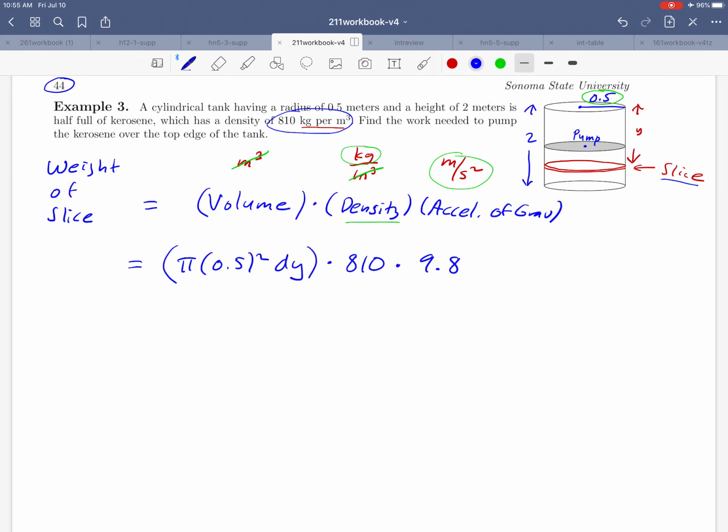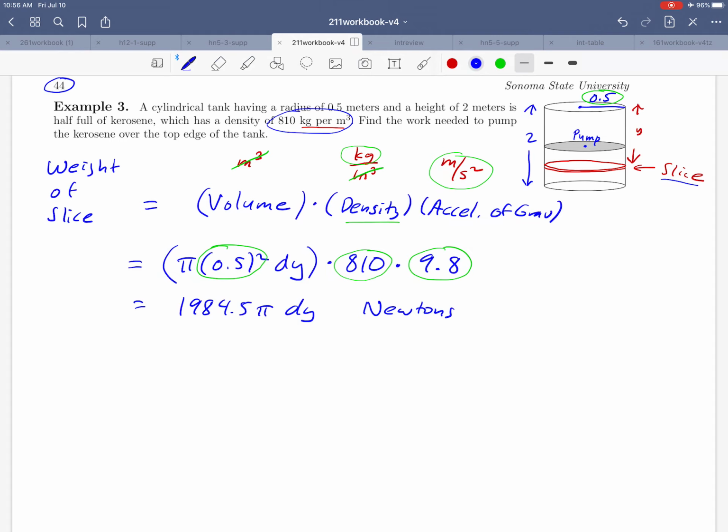Okay, and we could do a little simplifying here. Maybe take some of these numbers and multiply them together. So if you take 0.5 squared times 810 times 9.8 and punch those into your calculator, you're going to get 1,984.5. Pi, and then there's going to be a dy, and our unit should be newtons. We checked that above. So there is the weight of our slice, which represents the force.